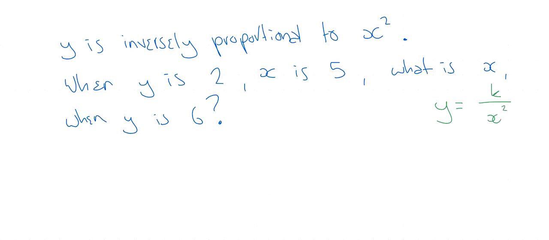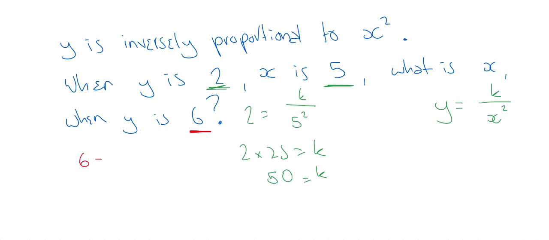Now I need to find k. That's always my first job. Boys, stop talking. So I'm going to put in these two numbers to find k. So that means 2 equals k over 5 squared. So then 2 times 25 is k. So k is? Obviously, it's 50. So now I need to do the other part. When y is 6, so I've got 6 equals 50 over x squared. What do I do?